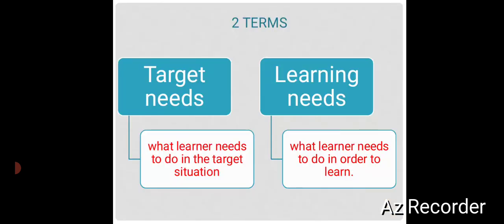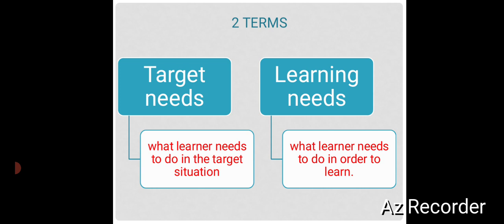Okay, so in needs analysis, there are two terms. Number one, target needs, and the second one is learning needs. So what is meant by target needs? Target needs are what the learner needs to do in the target situation, what our students need to do in the target situation. For example, if we are teaching a group of doctors, you need to imagine the real situation that the doctors will experience, what should they do?